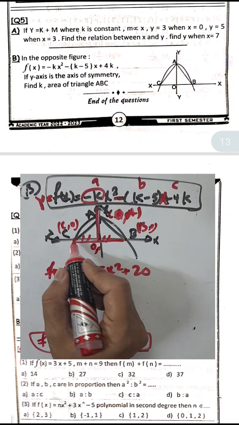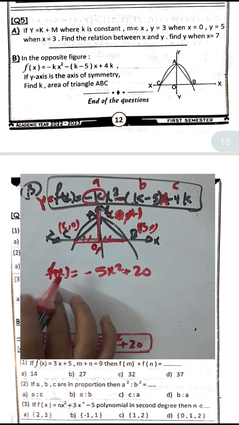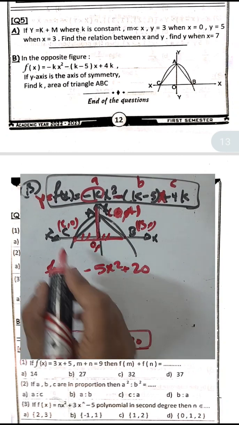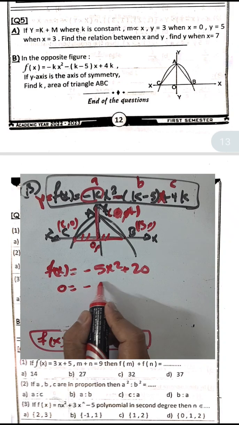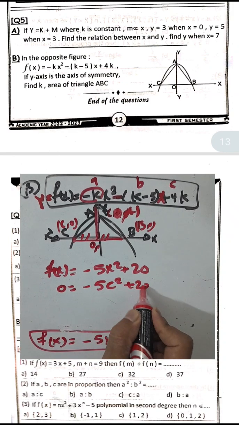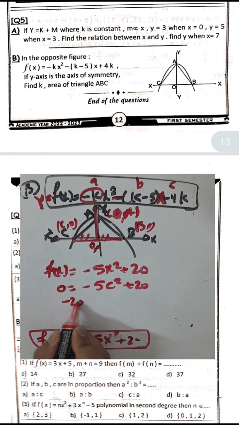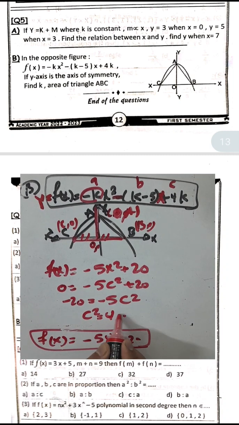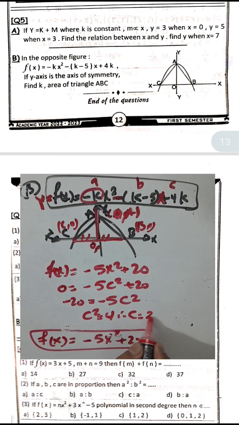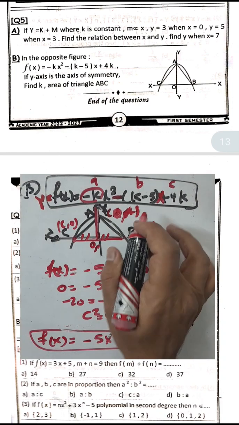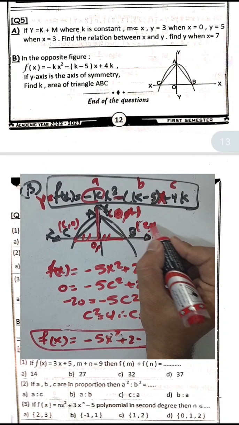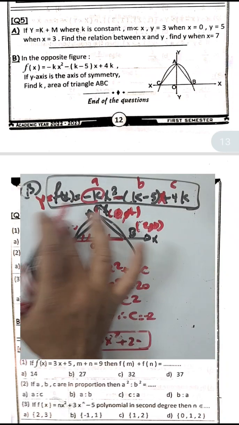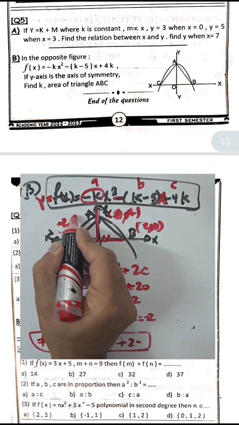To find this point, put the point (c, 0), which satisfies this equation. To find c, put x equals c and y equals 0, and 0 will be negative 5 c squared plus 20. Move 20 to the left-hand side: negative 20 equals negative 5 c squared. Then c squared will be 4. Then c will be negative 2 or positive 2. The square root of 4 is 2 or negative 2. But c here lies on the left-hand side, so it will be (negative 2, 0), and this point will be (2, 0).